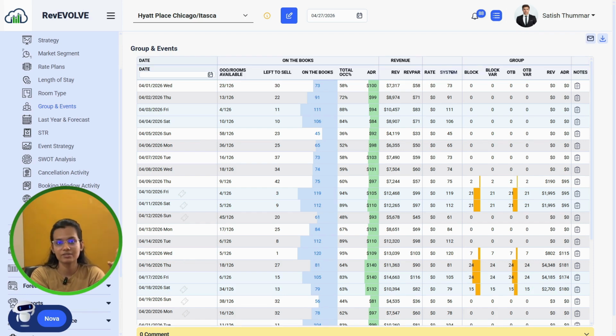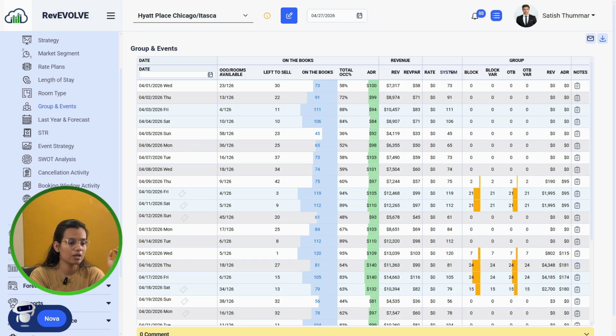Also for the pricing strategy, you can decide for upcoming events or upcoming days. You also get high demand dates and low demand dates. According to that, you can push your ADR aggressively. Also you can optimize the inventory allocation. That is a very important point over here.